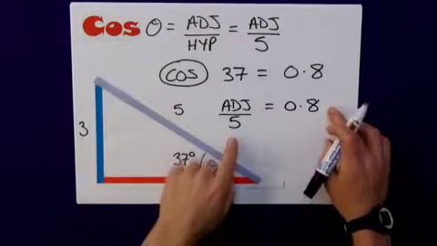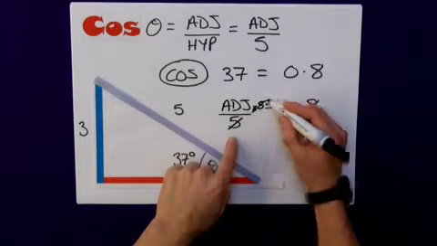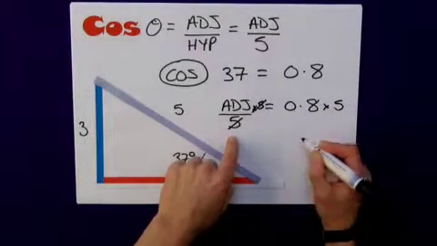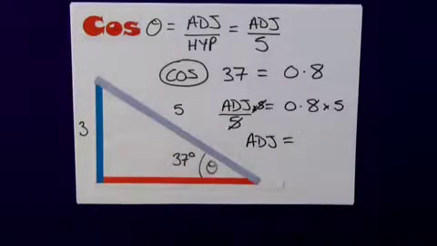Again, using my balancing the equation method, I'm going to multiply both sides by 5. That goes to 1. Multiply that by 5, and that will give me my adjacent side, which is equal to 4.